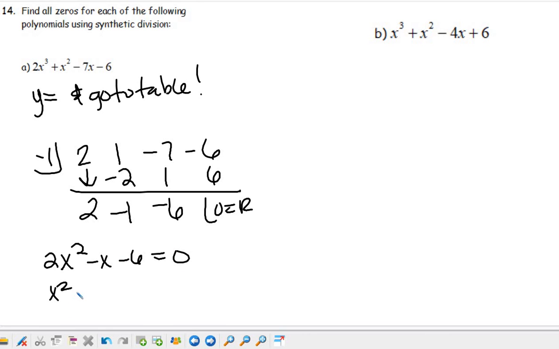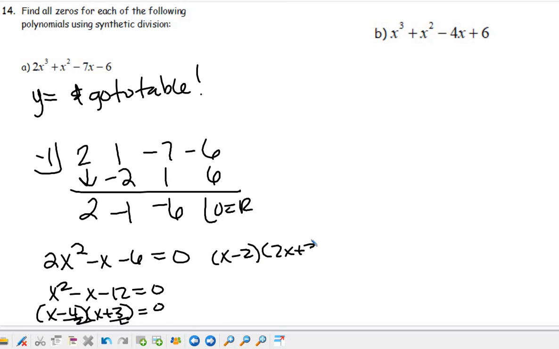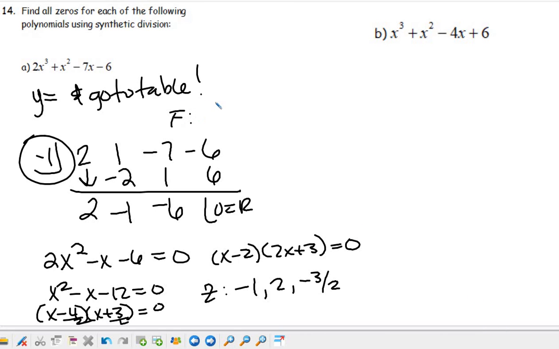This will be bottoms up. So x squared minus x minus 12. So x minus 4, x plus 3. And we need to divide by the 2. So that gives me x minus 2 and 2x plus 3. So that means my list of zeros is my first one, negative 1, positive 2, and negative 3 over 2. So remember, if it asks you for the factors, just for reference, that would be x plus 1 from this one, and then the last two that we found, x minus 2 and 2x plus 3.